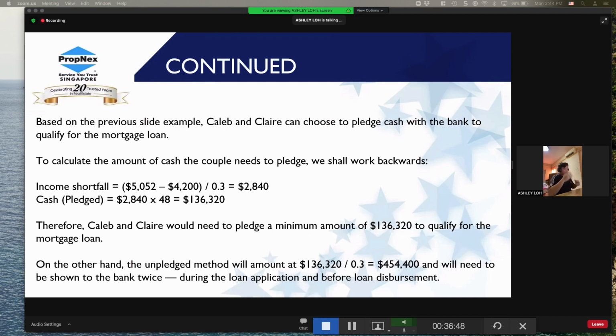So based on the previous slide, they can choose to pledge the cash with the bank to qualify for the mortgage loan. And how do we actually find out is that we have to find out how much more they have to earn.